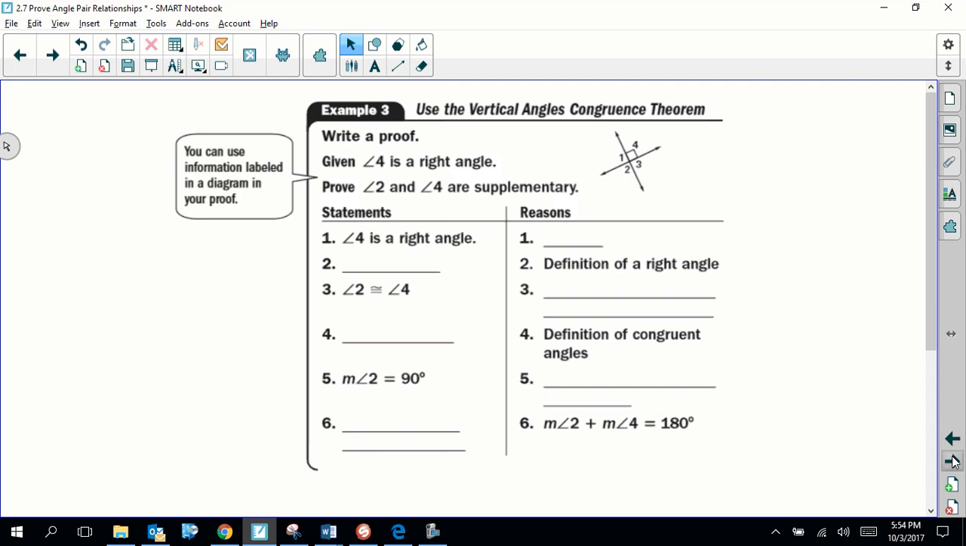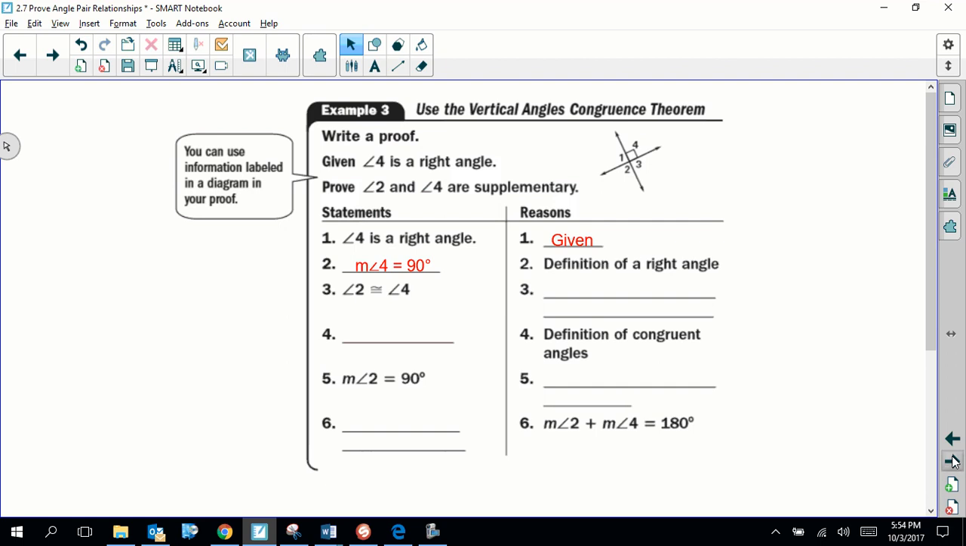So moving on, we want to use the vertical angles relationship to write a proof showing, in this case, that angle 2 and angle 4 are supplementary angles. Starting off with the proof, angle 4 is a right angle. That was given information by the problem. The next statement is what we have to figure out, based on the reason that it's the definition of a right angle. Well, the definition of a right angle says something is going to be 90 degrees. So I'm going to say that the measurement of angle 4 has to be 90 degrees.